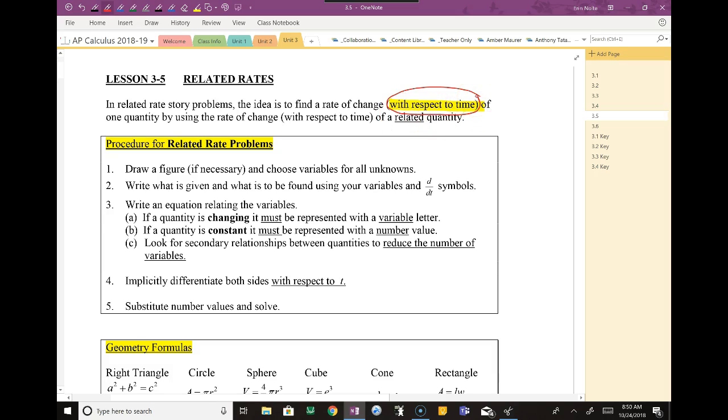What does that mean? Everything is dt. dR/dt, dA/dt, dV/dt, dx/dt. We did do this last year, so this will be a review for some of you.